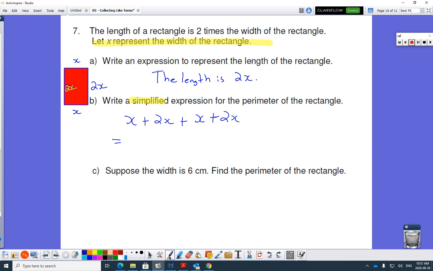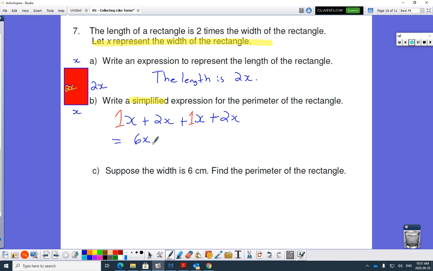X and 2X and X and 2X. Those are all like terms. So when I add all this together, what do I get? I start with, well, how many X's are there? What coefficient is on that first X? So that's a 1. And that's a 1. So I'm 1 and 2 and 1 and 2. And I get 6X.